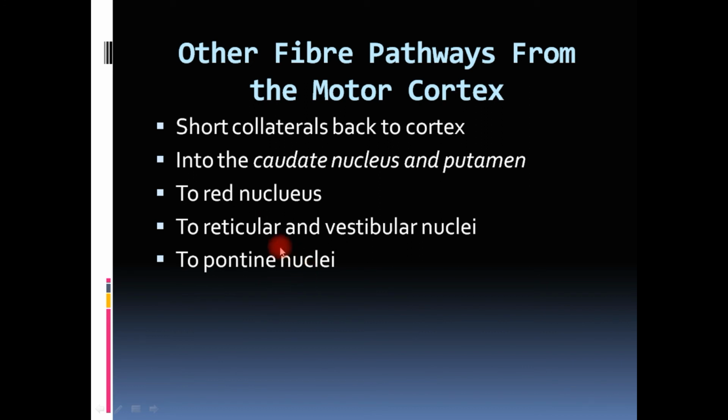It is also supplying the pontine nuclei. The function of these pontine nuclei is to send input to the cerebellum. The cerebellum is another part which helps in coordination of movement. So the signals from the cortex go through the pontine nucleus to the cerebellum and help in the action of the cerebellum.